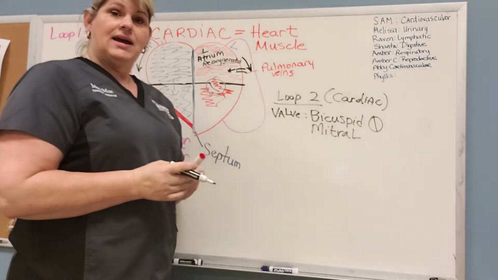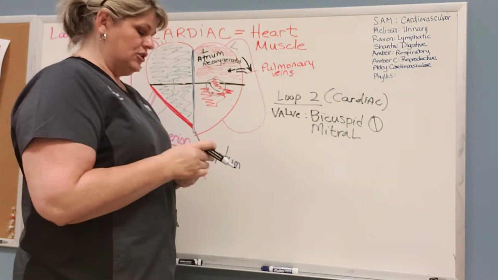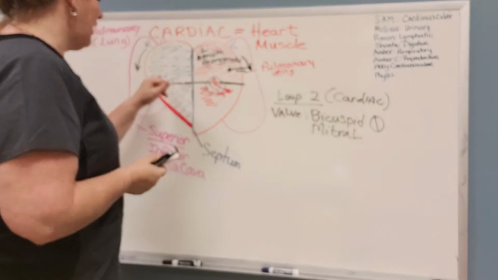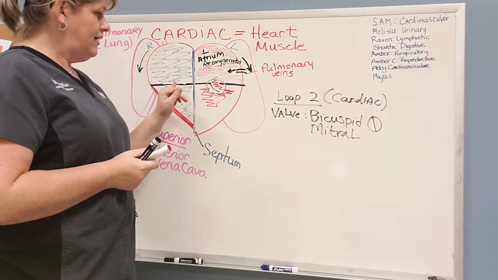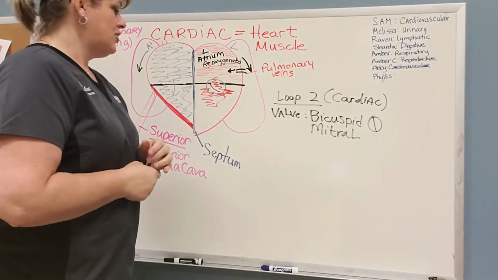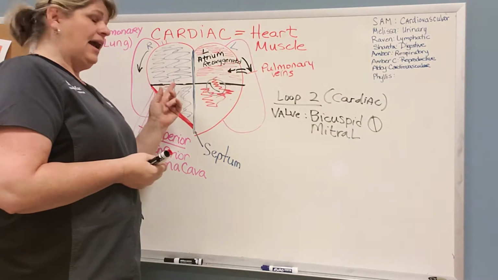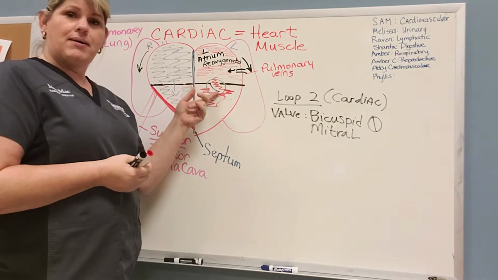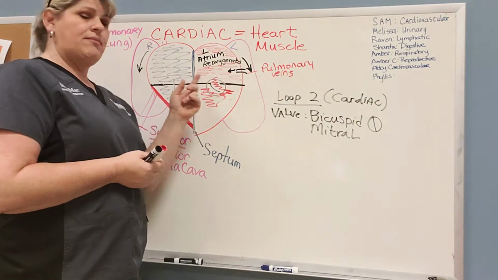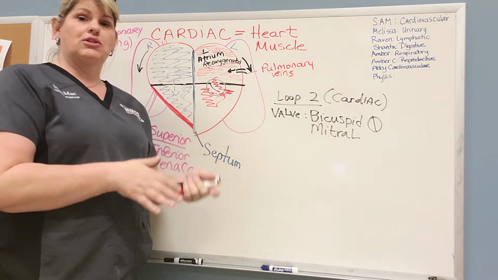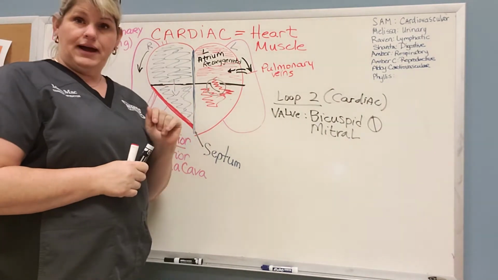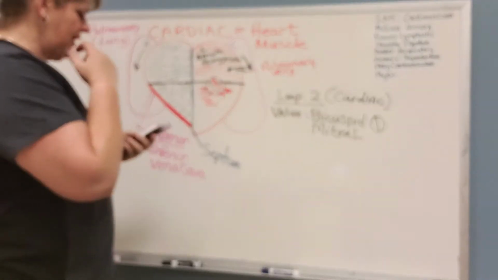Okay, so the way I tell all the students to learn the valves is you have your tricuspid here on the right side, you have your bicuspid on the left side. The way I remember that is I have to try before I buy. I want to try something before I buy it. So if you're always starting with loop 1 on the right side, you're always going to try before you buy. That's the way I remember that.